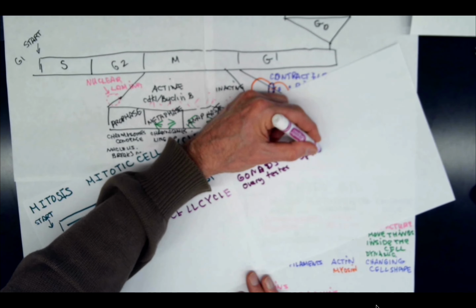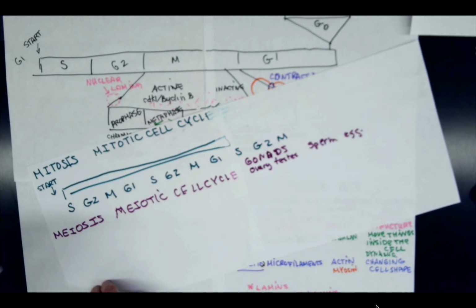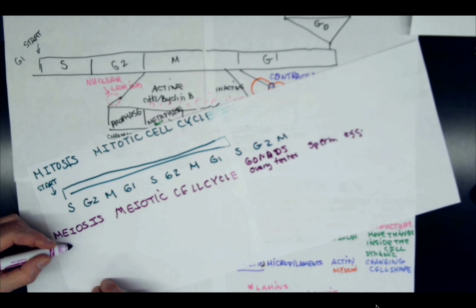So the mitotic cell cycle occurs in all of our cells except the cells that produce the sperm and egg, and they produce that. So here's the meiotic cell cycle, and it goes like this.